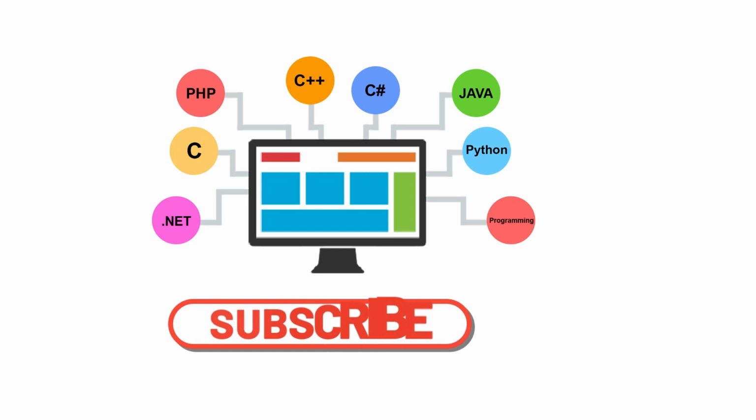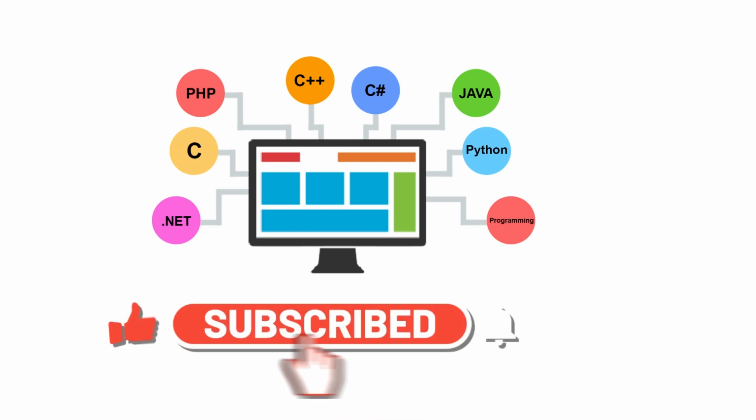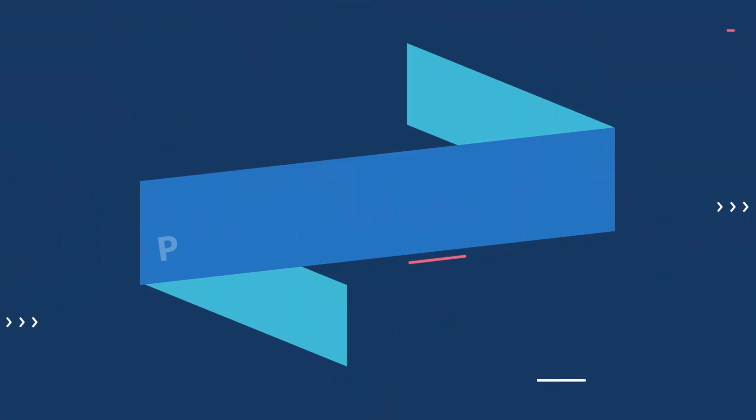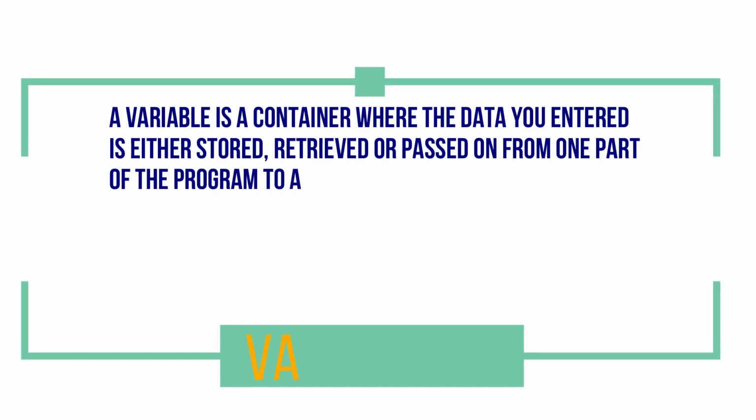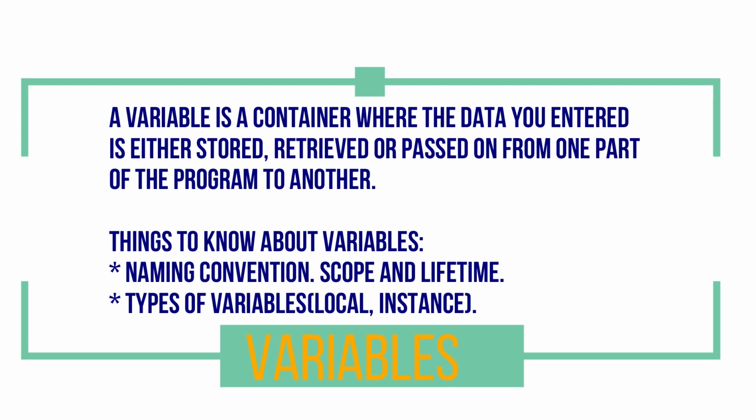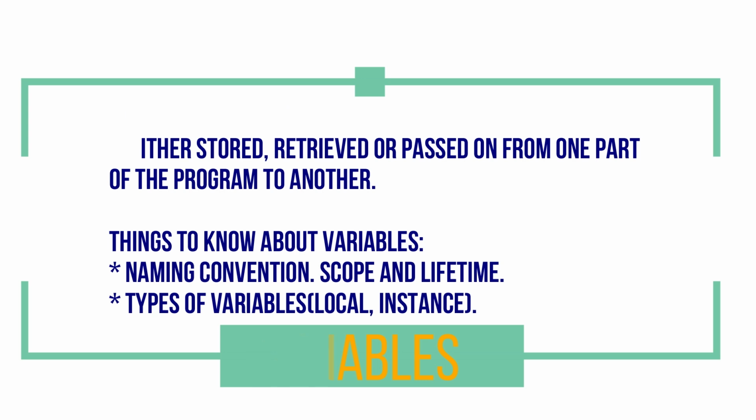And in this training, we are going to be looking into variables and literals in the Java programming language. Without taking much of your time, I would like us to go into it to know what variables are, guys. So, as you can see on the screen, what is a variable? A variable is a container where the data you enter is either stored, retrieved, or passed on from one part of the program to another.